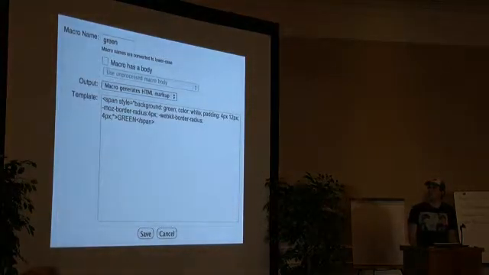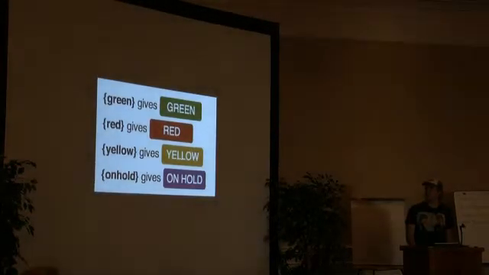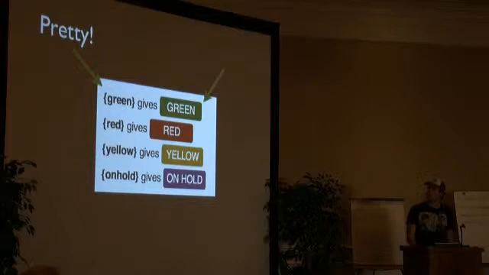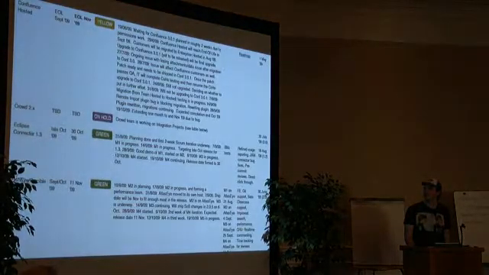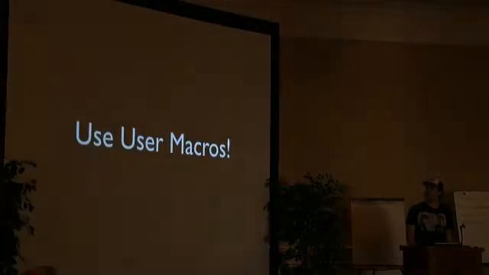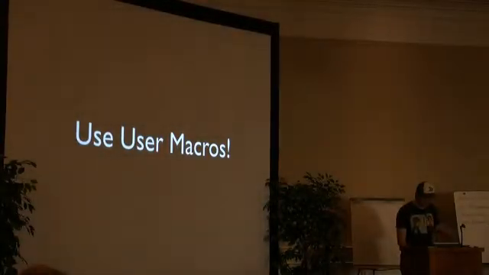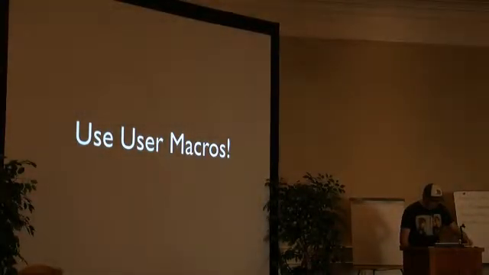So the solution is to write a user macro, which of course is what everyone in here would have done. A little user macro called green, put in this, a little bit of CSS magic, and now we have a little thing on Confluence where you write green to get green, red, red, yellow, and on hold. This is pretty, and this is also pretty, and it's pretty easy to write, and now our engineering dashboard has really nice, pretty things all over it. So use user macros.